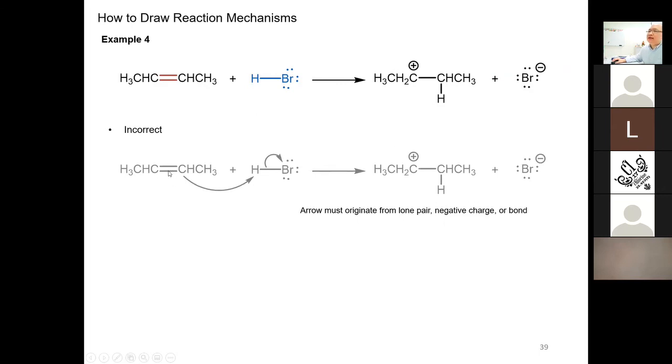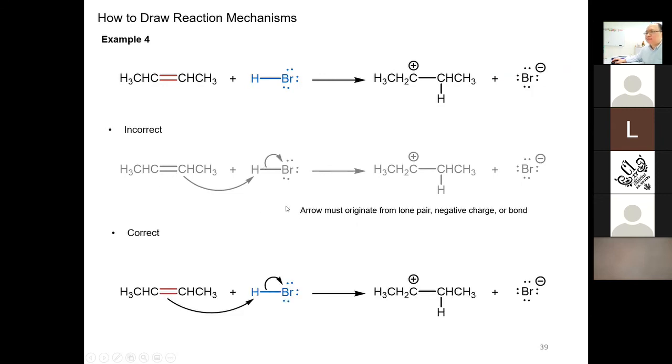So just as I said, because the pi bond is easy to break, the electron can go to the proton, right? So the pi bond electron starts here and goes to the proton. Remember, this is an electrophile, right? Because the bromide is high in electronegativity, so it has a partial negative charge.